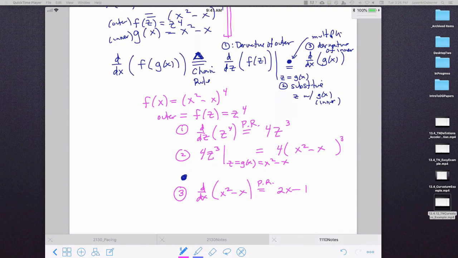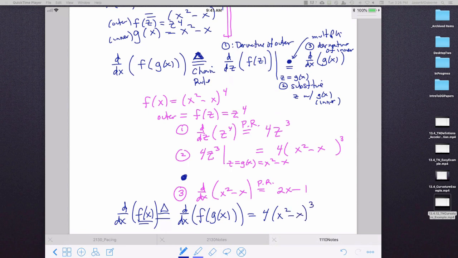Okay? So the chain rule, the formula, tells you how to put all of these together. The derivative with respect to x of a function that's a composition. F of x was a composition. It was the derivative of f of g of x. The answer is going to be 4 x squared minus x cubed. That's the first 2 steps, then multiplied by 2x minus 1. So these right here was steps 1 through 2, and then this problem right here is part 3.